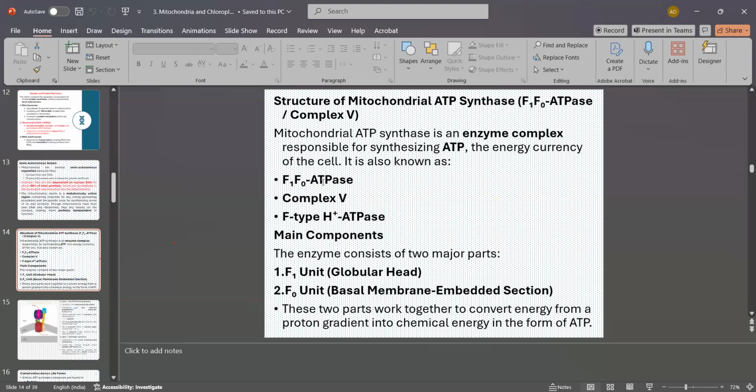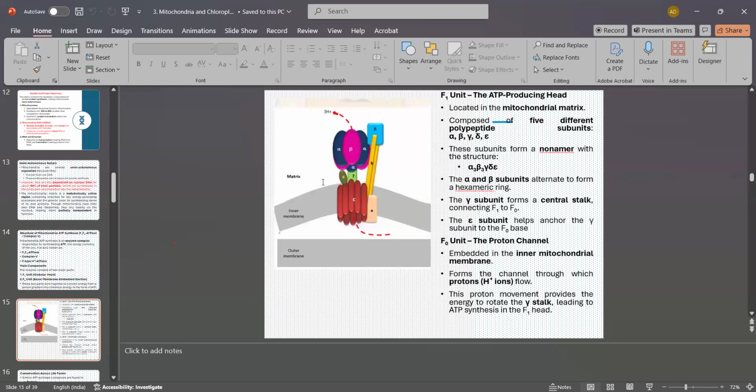Then the structure of the mitochondria: ATP synthase, F1 and F0 ATPase. The main components of the enzyme consist of two major parts: the F1 unit, a globular head, and the F0 unit, the basal membrane-embedded section. These two parts work together to convert energy from a proton gradient into chemical energy in the form of ATP, converting adenosine diphosphate to adenosine triphosphate. The proton gradient is handled by the F1 and F0 particles. This is also important to note in the figures.